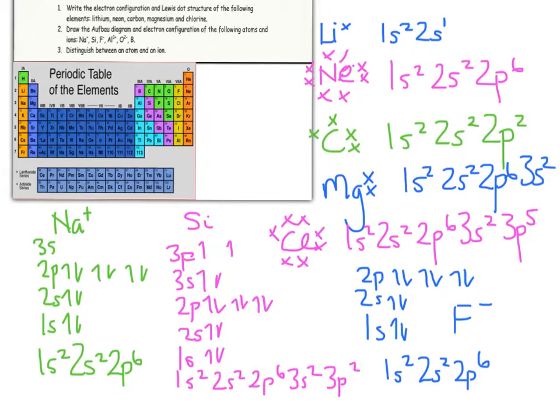So if we take a look at these, you can see lithium's in group 1, 1 valence electron. Neon's in group 8, 8 valence electrons. Carbon is in group 4, 4 valence electrons, 2 paired, 2 unpaired. Magnesium is in group 2, 2 paired electrons.